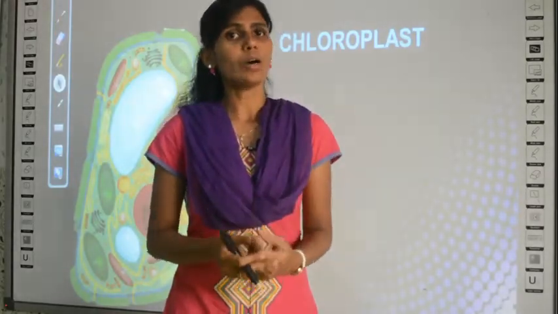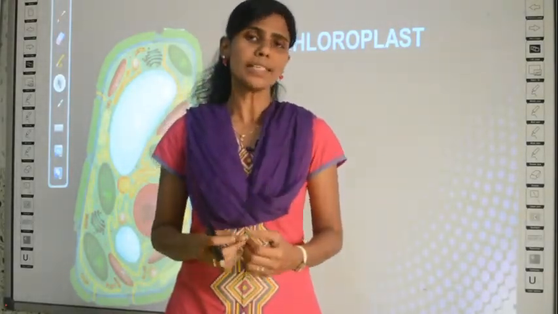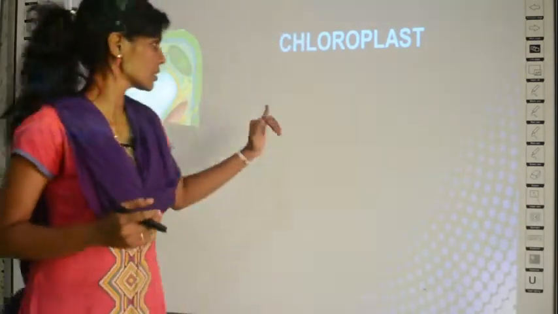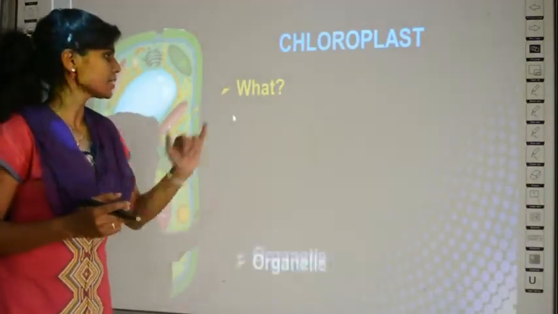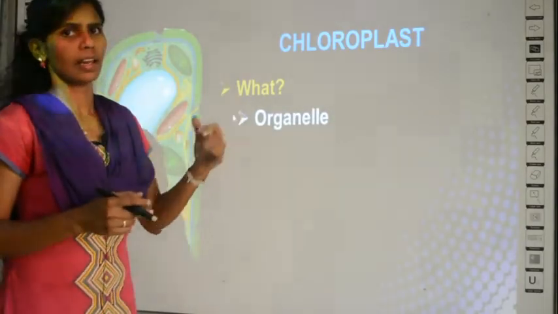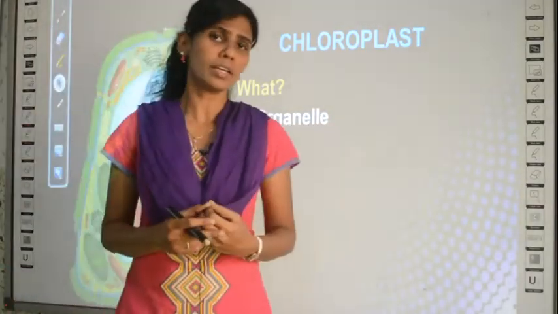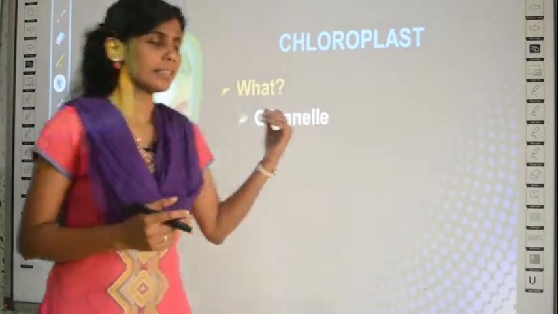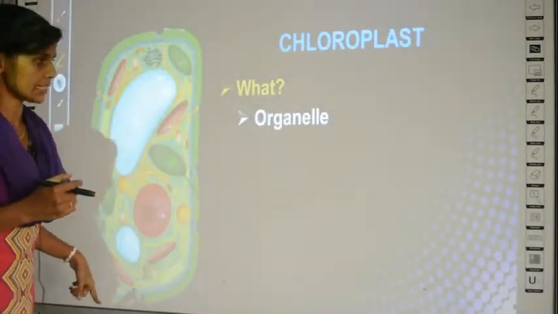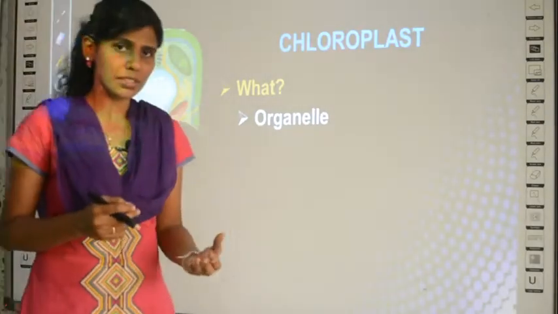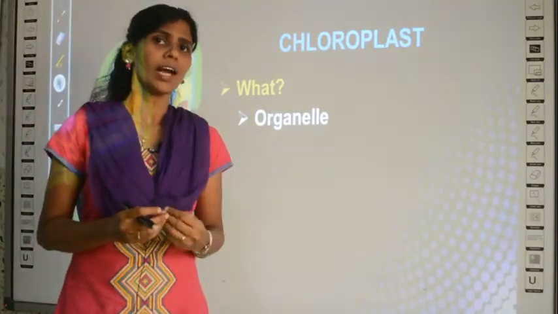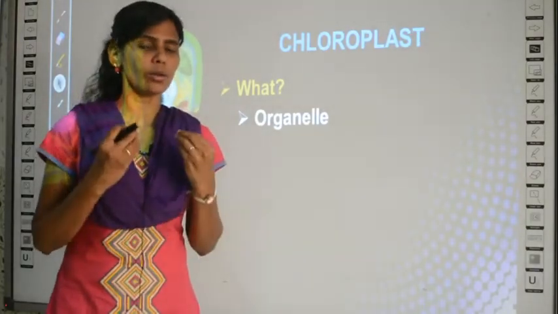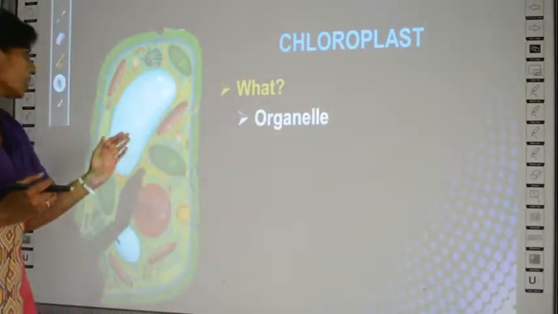Before learning about the detailed structure of chloroplast, let's know what is a chloroplast. A chloroplast is an organelle. What does this mean? Organelle. Have you heard this word organelle before? What is an organelle? See, this is a structure of a plant cell, and either a plant cell or an animal cell, all of them have small structures in them called organelles, except for the nucleus.